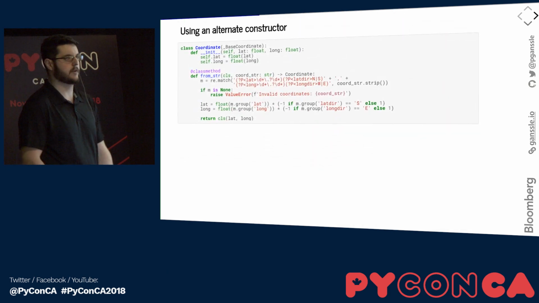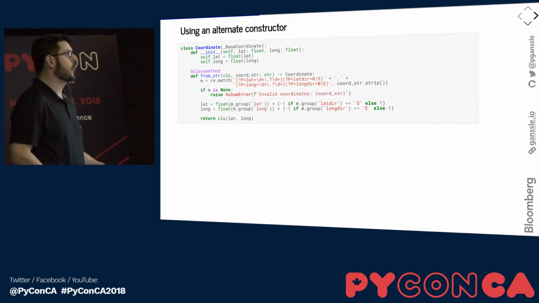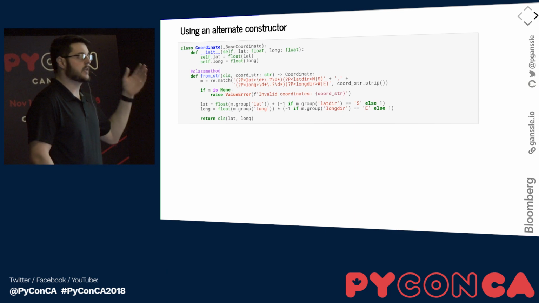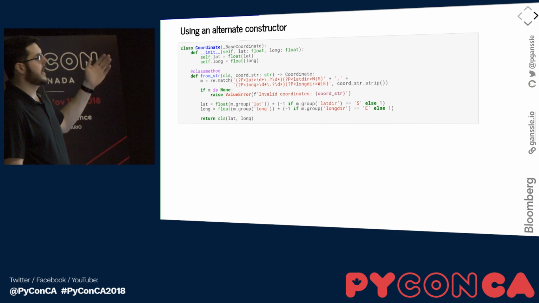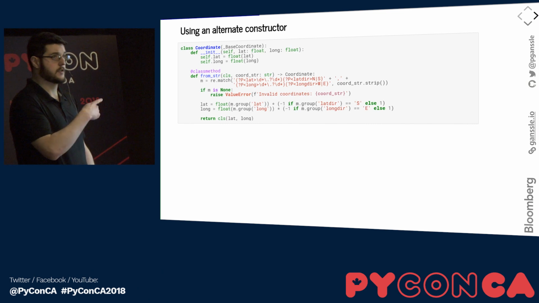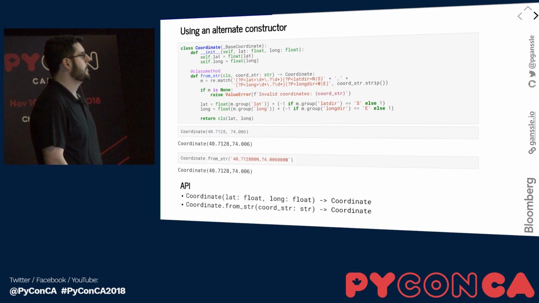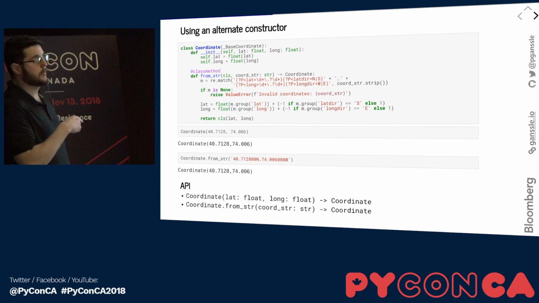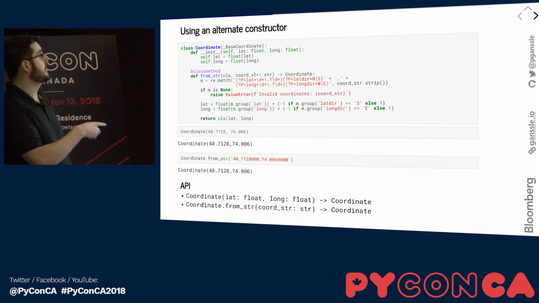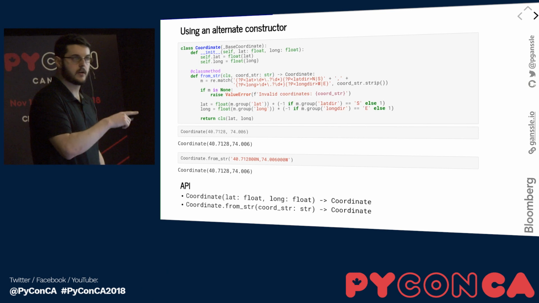So how can we get around this? How can we make our interface more like what we want? The answer is to use an alternate constructor. You have this from_string method, and we decorate it as classmethod, so it's going to take the class that it's called on as the first parameter. And I've basically moved all the string parsing logic into from_string, which takes a string as its only parameter, and I've left the constructor alone.